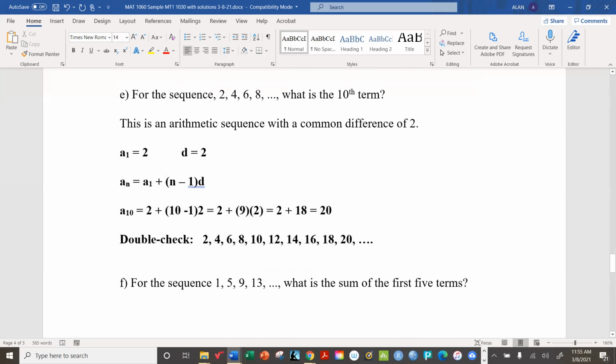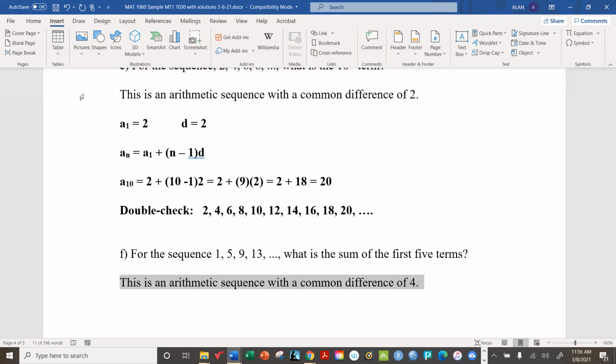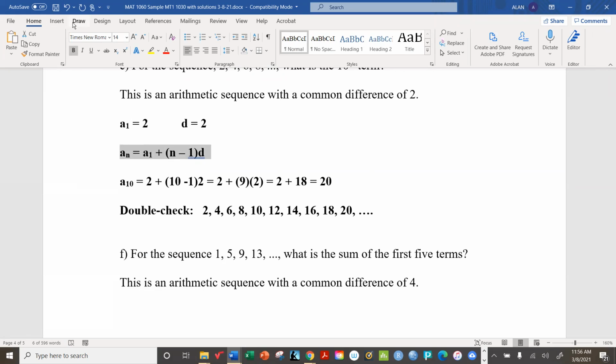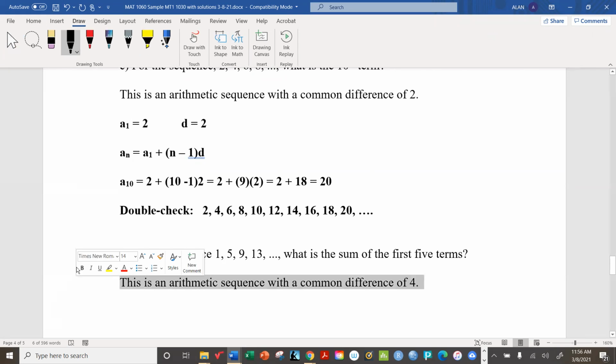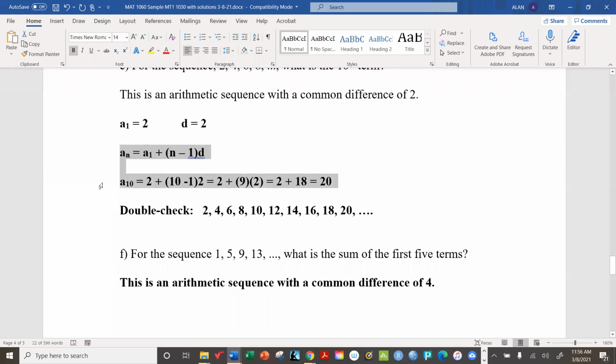Now this one, they're interested in the sum. So this is an arithmetic sequence with a common difference of 4. Great. Now, what we're looking for is the sum. In order to do this, you do need to have the fifth term, which you can see is clearly 17, but why don't we use our formula just to get some more practice?